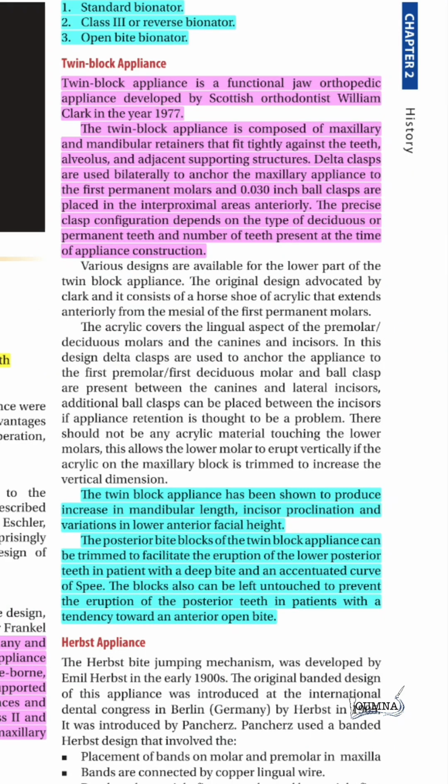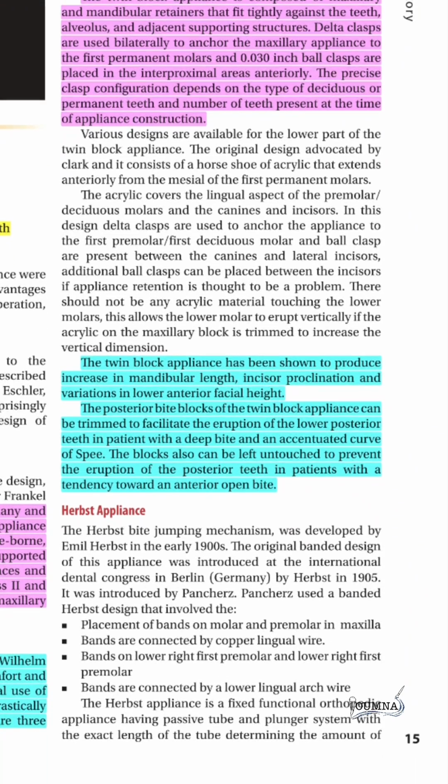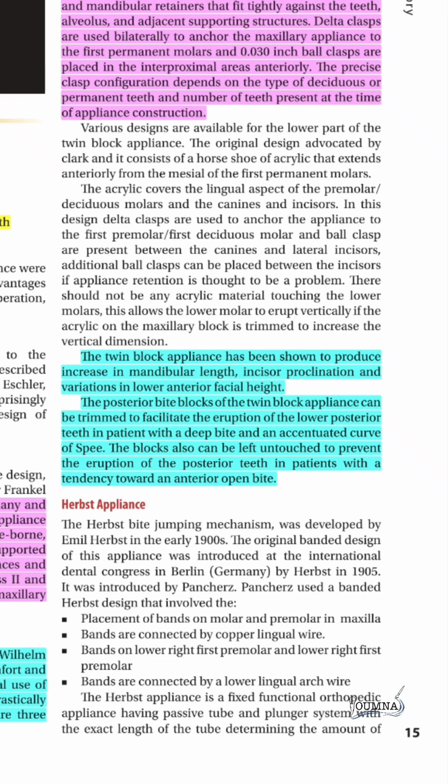The twin block is composed of maxillary and mandibular retainers that fit tightly against the teeth and adjacent supporting structures. It produces an increase in the mandibular length and incisor proclination, and variations in the lower anterior facial height. It can also be trimmed to facilitate the eruption of lower posterior teeth in deep bite, and it can be used to modify the curve of Spee.